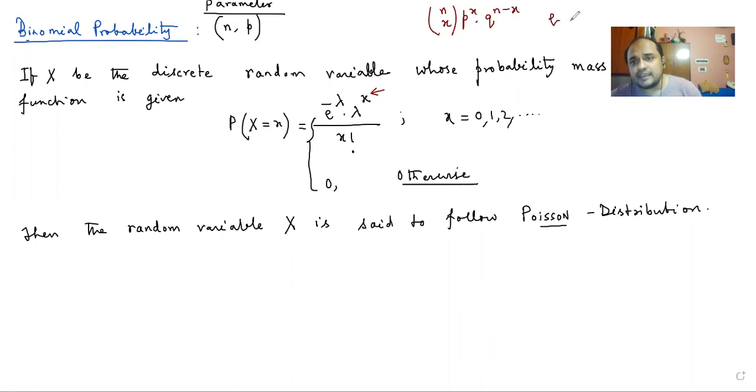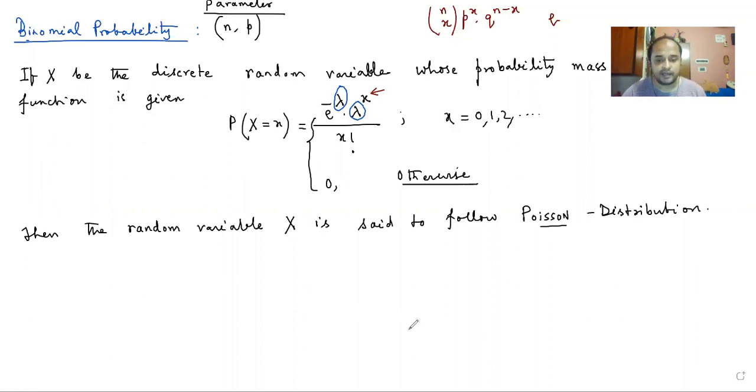E is not a parameter, because e is the exponential function, a kind of function that we operate on the values. What is the parameter then? Over here, the parameter is lambda. If you know lambda, then you know the Poisson probability law.